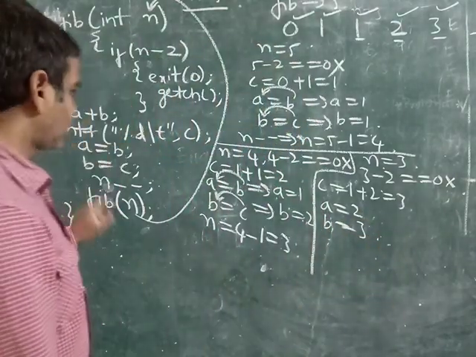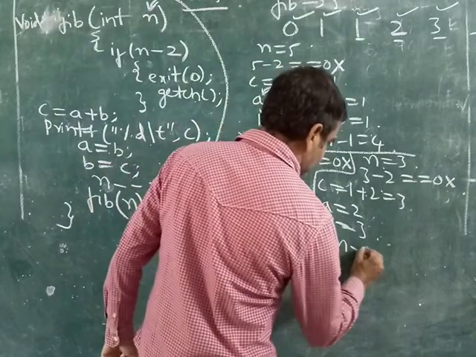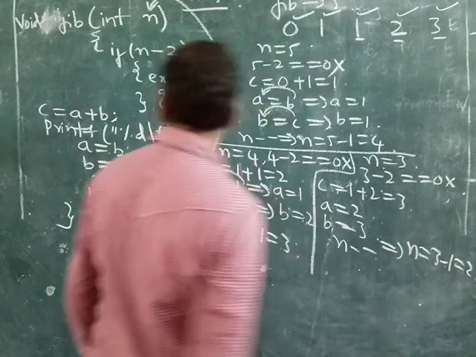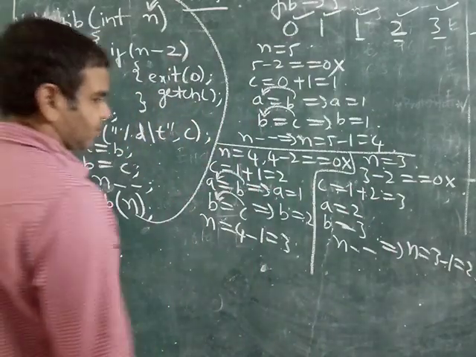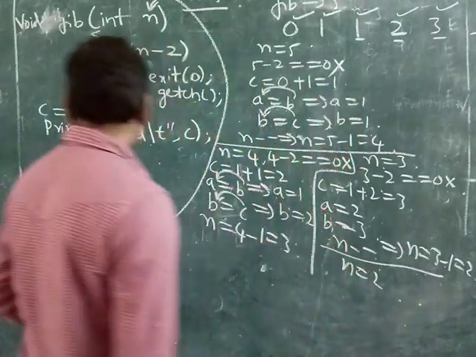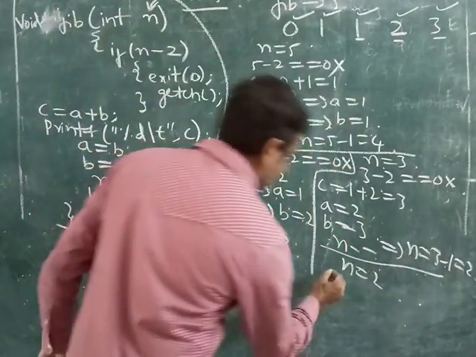So now n minus minus. N minus minus means n is equal to 3 minus 1. 3 minus 1 is equal to 2. Okay. So Fibonacci n. So now again n value is equal to 2. So 2 will go here. Now 2 is equal to 2.